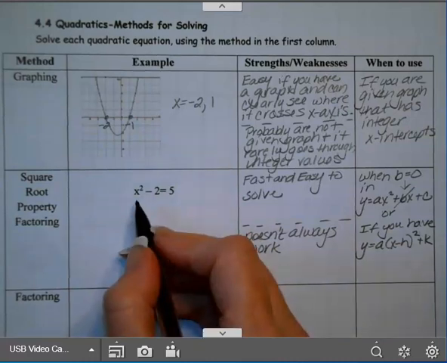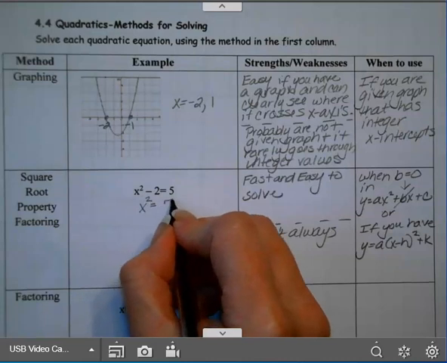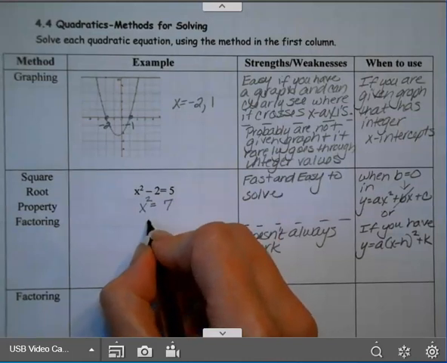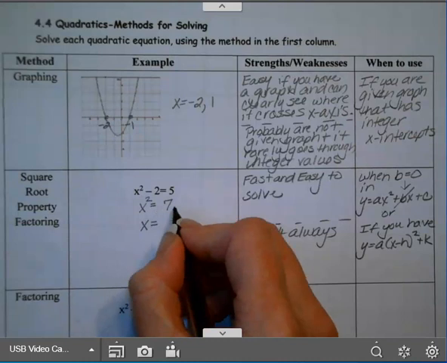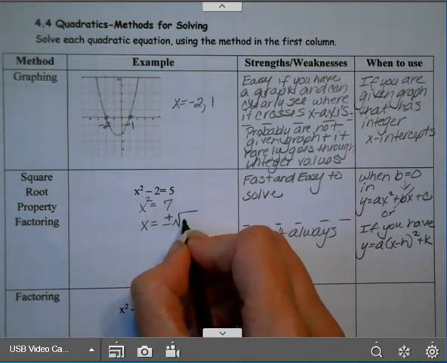Let's go ahead and solve this one. I'm going to add 2 to both sides, and then take the square root. Remember, when you take a square root, there are 2 solutions, so you'll get plus or minus square root of 7.